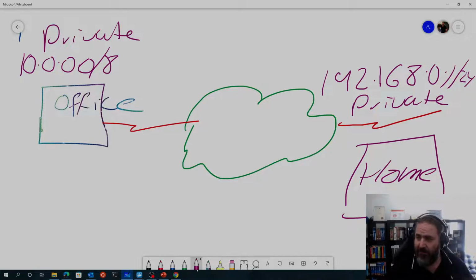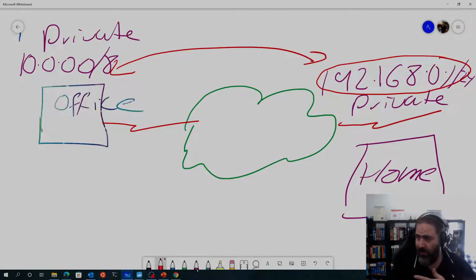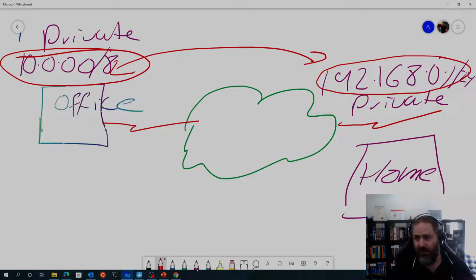Can I send a message to that IP address? Absolutely not. There are millions and millions of IP addresses exactly the same everywhere. I've got one like this. You probably have one on your computer right now. And there's tens of thousands, hundreds of thousands of IP addresses that look like this. They're private. They're not routable over the internet. I cannot get to that address from here.